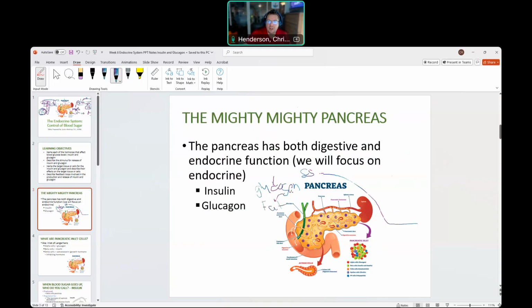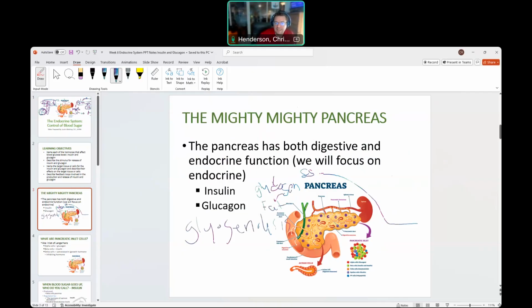We can get glycogen, but we have to break it down. Imagine there are these long chains of glucose. What do we have to do? We have to cut them up. That's called glycogenolysis. Lysis means to cut, so you're going to cut glycogen.